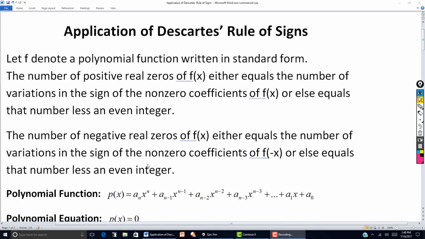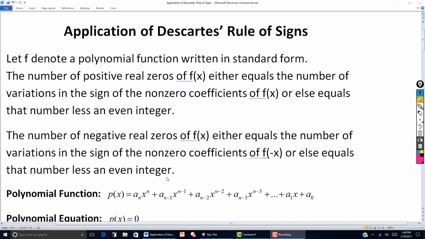The next statement states the number of negative real zeros of f of x either equals the number of variations in the sign of the non-zero coefficients of f of minus x. So in other words, you evaluate the polynomial at minus x and then you look at the variations from that result, or else equals that number less an even integer.